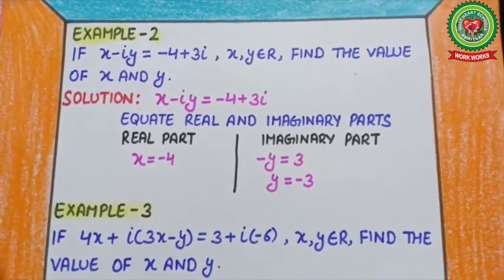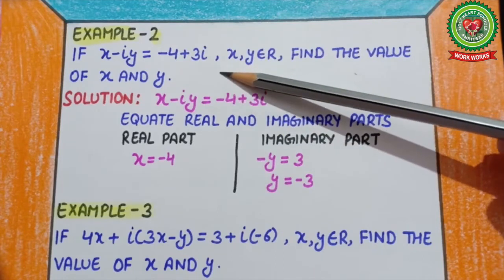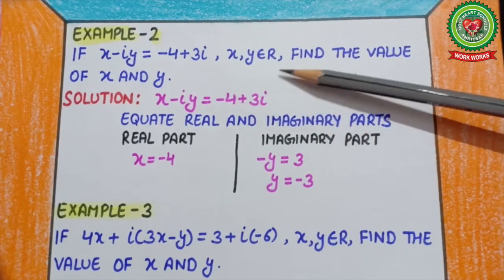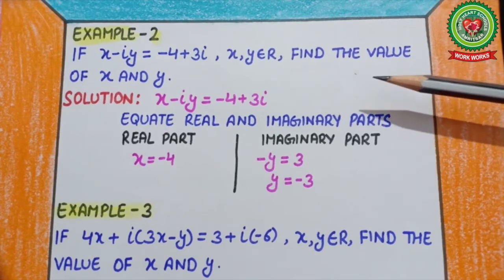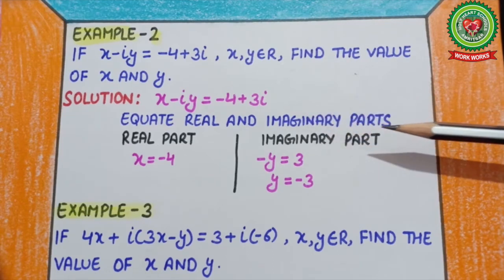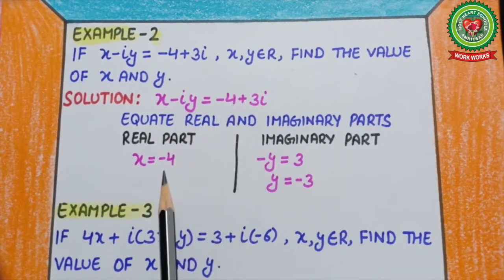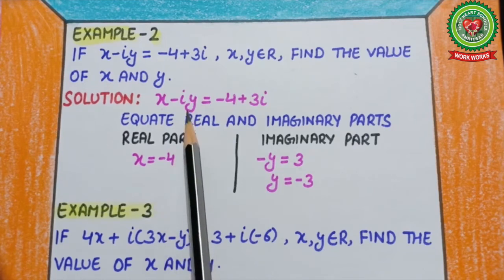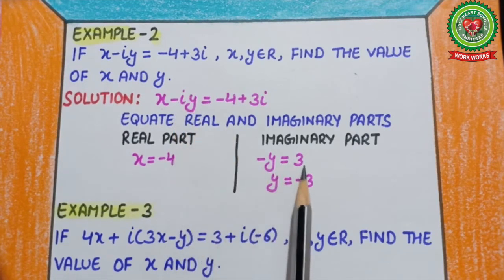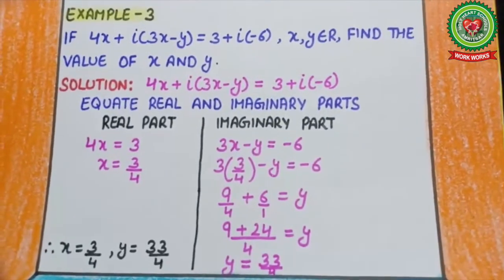Now some more examples related to this topic. If x minus iota y is equals to minus 4 plus 3 iota and x, y belongs to R, so find the value of x and y. First write the equation, then equate real and imaginary parts. So from here, real part is x equals to minus 4 and imaginary part with sign minus y is equals to 3. So answer is y equals to minus 3. This is the second example.